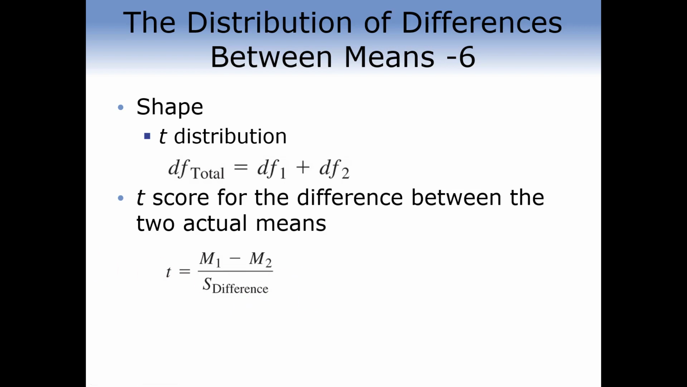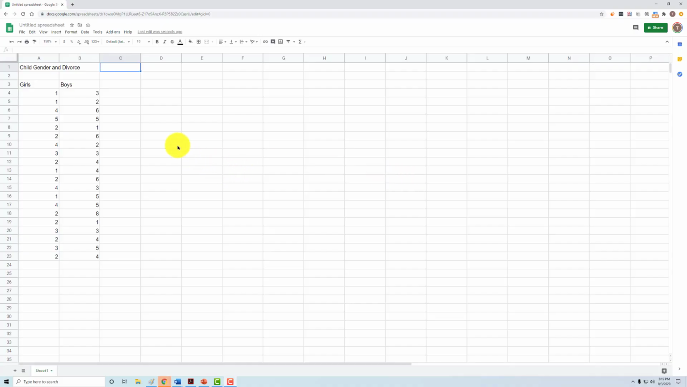Let's take a look at it in action. So here we have some data relating child gender and divorce. We have 20 couples who had girls and 20 couples that had boys. These are couples that ultimately got a divorce. And we have the number of years after childbirth that they got a divorce. And our question is whether or not there is an effect of gender on girls and boys.